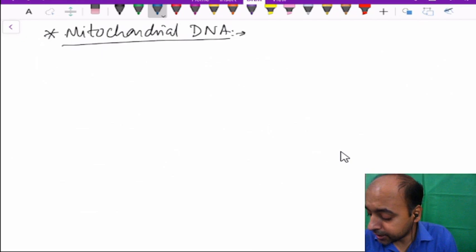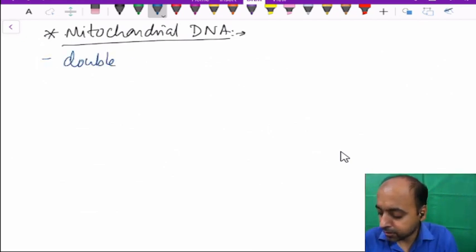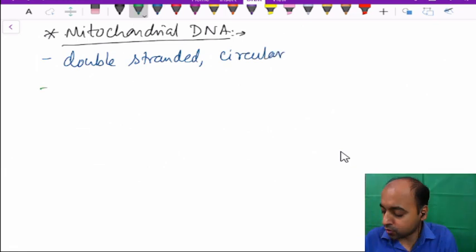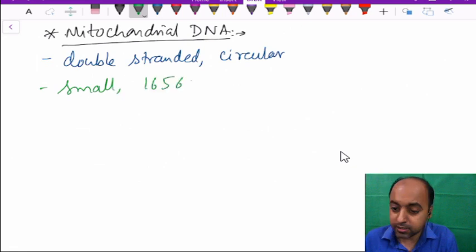The mitochondrial DNA, like the nuclear DNA, is double stranded. But unlike the nuclear DNA, it is circular. In addition, it is quite small, having 16569 base pairs.